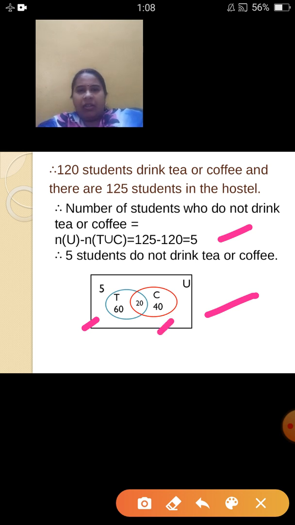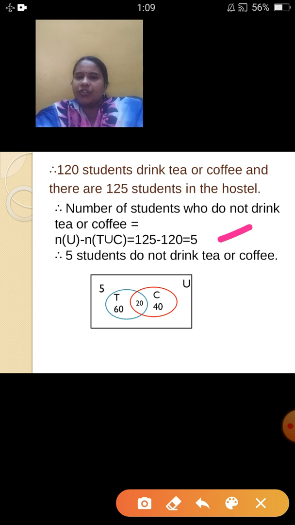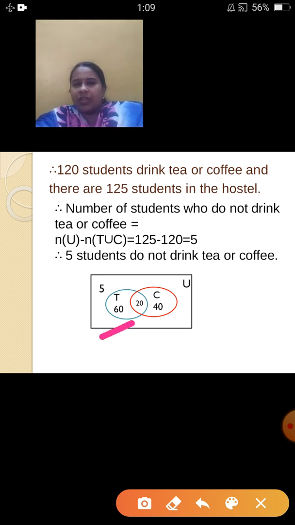But as you can see here, I have written only 60 here, even though students drinking tea were how many? 80. Why 60? Because the 20 is represented in the intersection part. Do not forget, do not write 80 in this part. It will go wrong because 20 is there in the intersection part. So that has to be written, and in this there will be only 60. Similarly here, the number of students drinking coffee were how many? 60. But I have written 40 here. Why? Because the 20 is included in the intersection part. Correct?